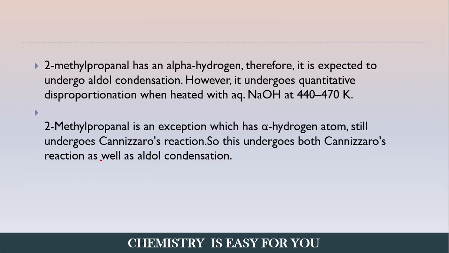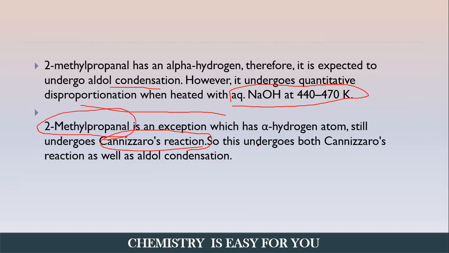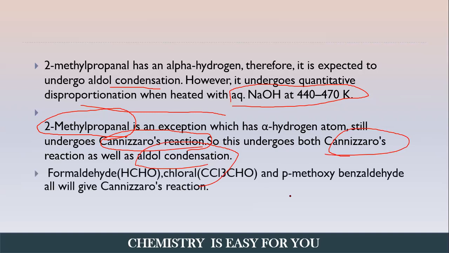2-methyl propanal is an exception which has an alpha hydrogen, still undergoes Cannizzaro reaction. So this undergoes both Cannizzaro reaction as well as aldol condensation. And we know that for Cannizzaro reaction, we expect it not to have an alpha hydrogen, but even if it has an alpha hydrogen, 2-methyl propanal is an exception since it can undergo both Cannizzaro reaction as well as aldol condensation.